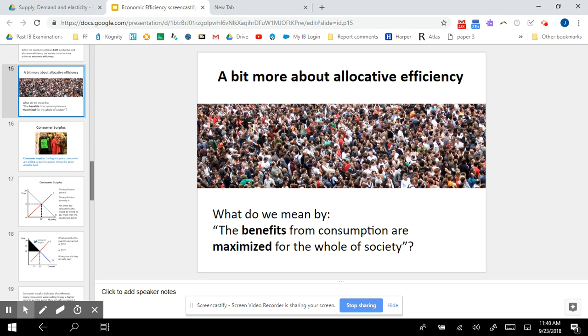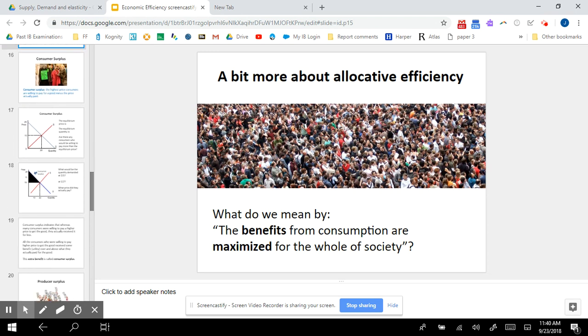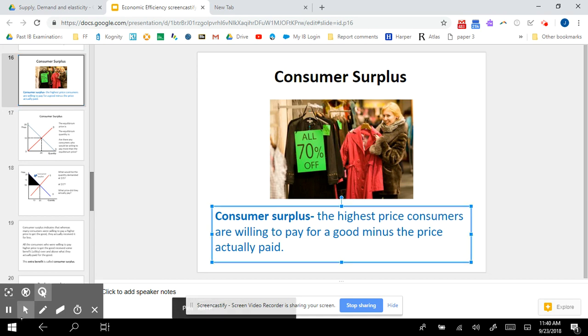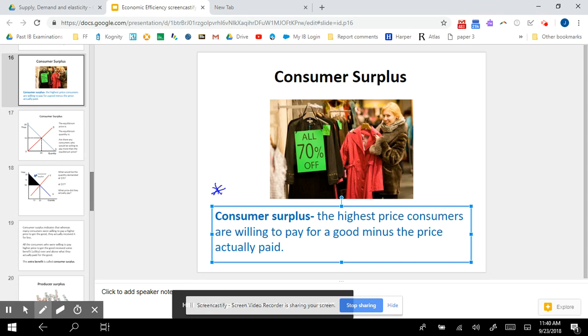A bit more about allocative efficiency. So what do we mean by the benefits from consumption are maximized for the whole of society? Well, we'll take a look at this in just a moment. So we've looked at it by operating on the PPF, where we can consume as much as we possibly can. And we'll look at now the concept of consumer surplus. Consumer surplus. Now you need to know this in terms of a definition. So it's the highest price that consumers are willing to pay for a good minus the price actually paid. And this will make more sense in just a minute.